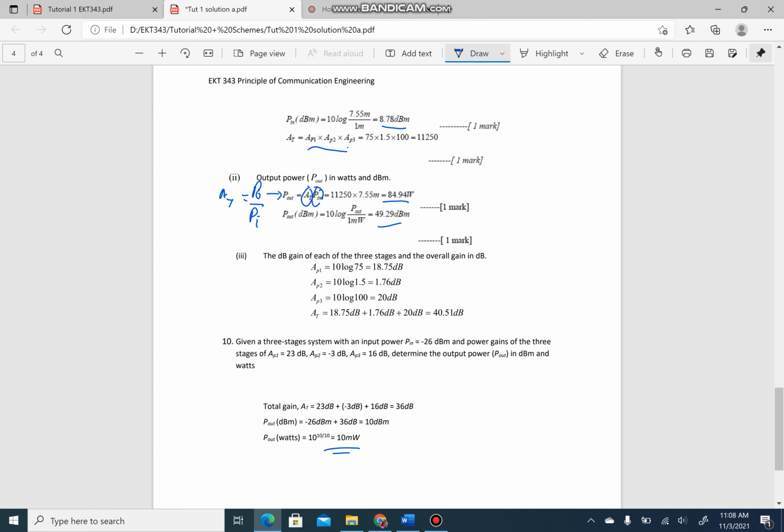Given a 3-stage system with an input power of minus 26 dBm and the power gain for each of the stages also given in decibel value, determine the output power in dBm and also in watt. For the total gain, you can add all these stages. Then the output power is simply the addition of P in plus the total gain, and then you will get the output. The output in terms of watt will be 10 to the power of the dBm value over 10, in milliwatt.